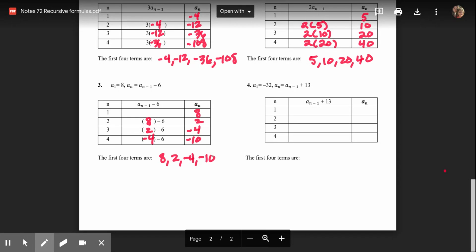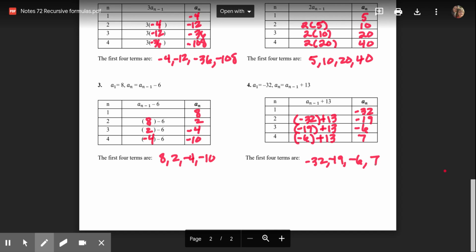Then over here, you've got negative 32. So this will be your negative 32 plus 13. So that gives you negative 19. Then you're going to put negative 19, parentheses, and then add 13 to it. So that gives you negative 6. And then negative 6 plus 13 gives you 7. So your first 4 terms are negative 32, negative 19, negative 6, and 7.